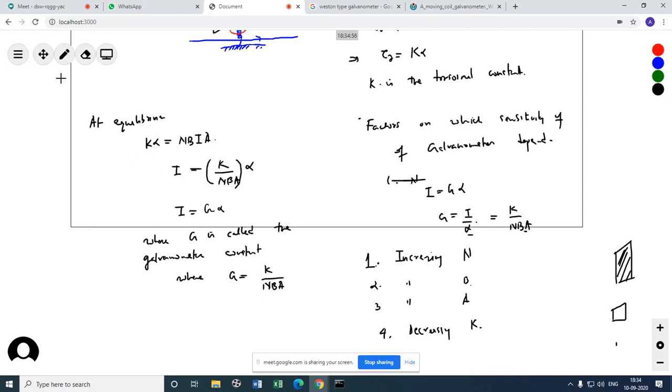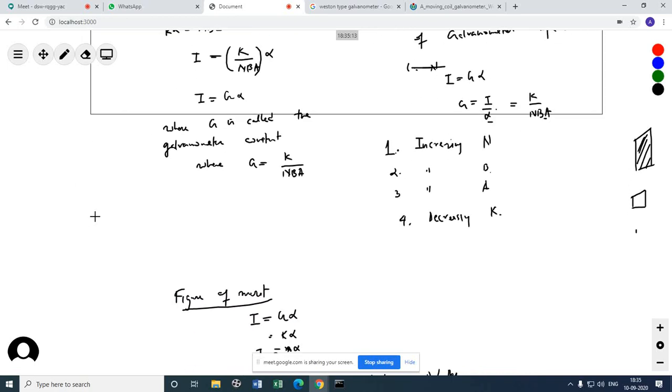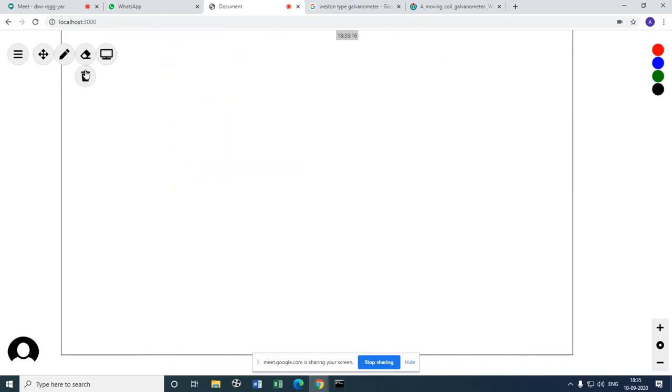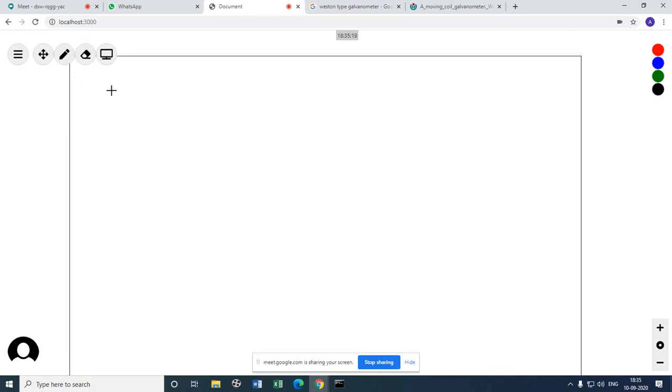Now, what is voltage sensitivity and current sensitivity? As the name suggests, current sensitivity is deflections per unit current, alpha by I. Voltage sensitivity is alpha by V. Deflection per unit current, deflection per unit volt.